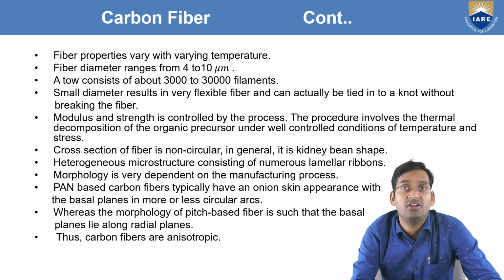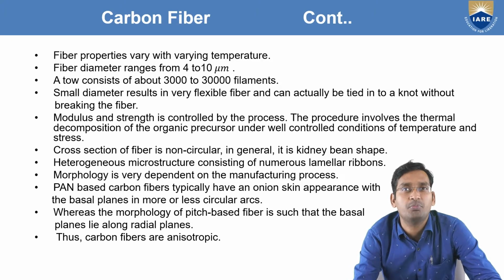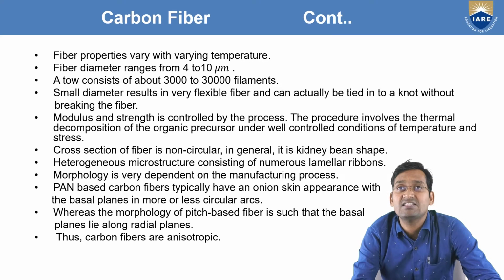A small diameter results in a very flexible fiber that can be tied into a knot without breaking. Right. So if it is flexible, like a very thin thread, we can tie a knot without breaking. But if the diameter is very large, we cannot tie a knot without breaking. So flexible means we can tie a knot with it. Okay. Modulus and strength are controlled by the process.